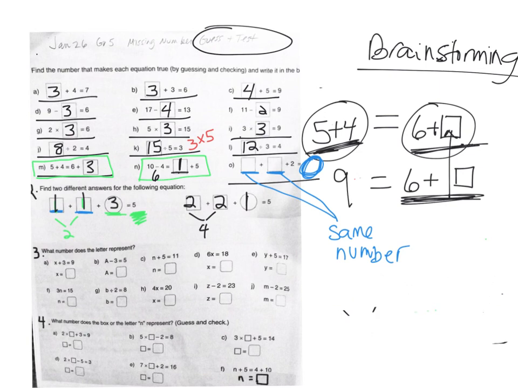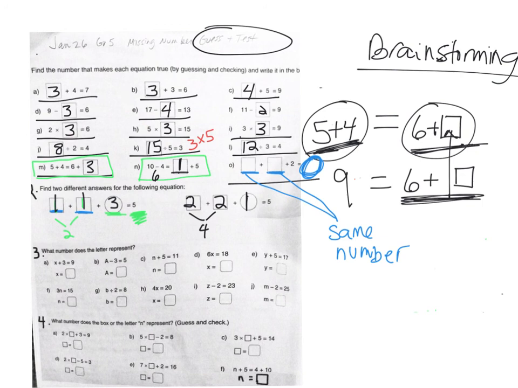All right, let's take a look at number 3. What number does the letter represent? So now in this case, it's kind of bringing us a little bit further along to something that we know as algebra. So far, we've just been doing these empty boxes. But in algebra, we are replacing the box with a letter.